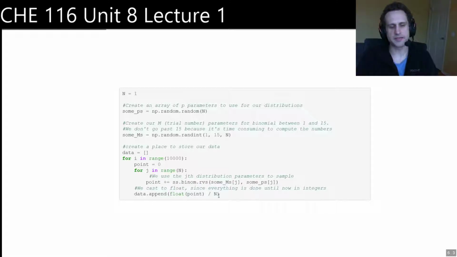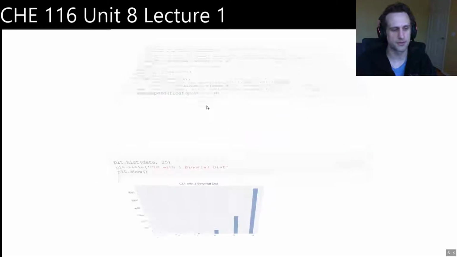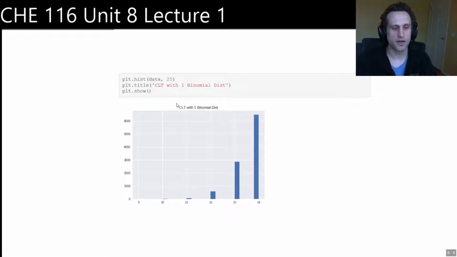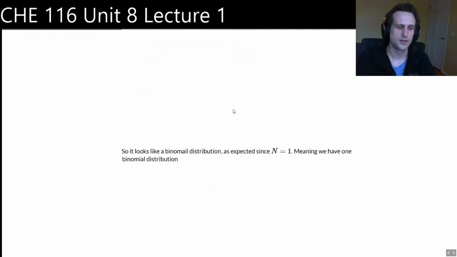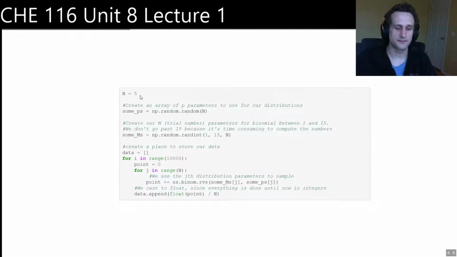Okay, if this code doesn't make sense to you, or you're having trouble following it, that's okay. Just understand that what this code does is it simulates the process of averaging over some binomial distributions. So here I have one binomial distribution. So I'm histogramming this. Now, obviously with one binomial distribution, the histogram of X is going to be the same as the histogram from a binomial distribution. Okay, so this is a binomial distribution histogram. So nothing, no central limit theorem here, right? Because N is 1.